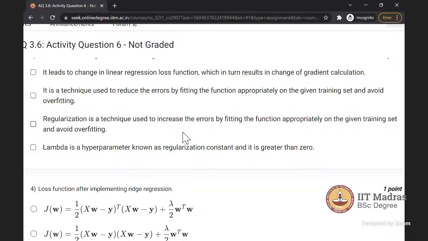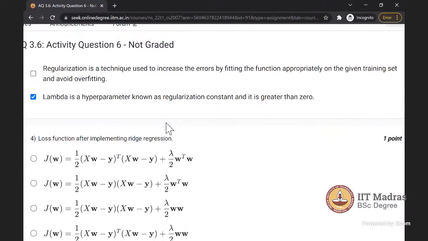Which of these four do you think are the correct options? One is correct. It leads to change in the linear regression loss function. That is true. Second one: it is a technique used to reduce the errors by fitting the function appropriately on the given training set and avoid overfitting. That is also true. And the fourth one is lambda is a hyperparameter. Yes. Great.